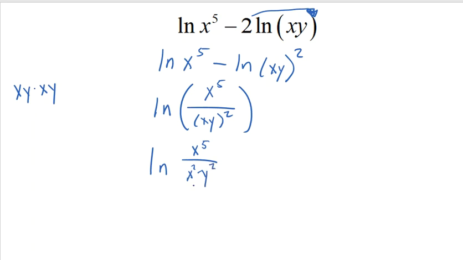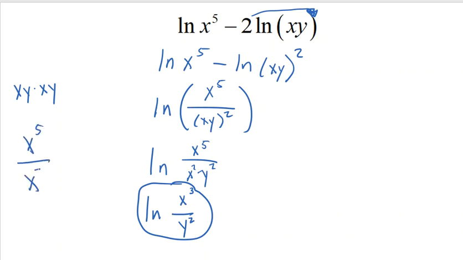X to the 5th over x squared is going to be x cubed on top over y squared on the bottom. So there's a nice final answer. And if you don't understand how I did that, then again, go back to Algebra 2 for a second. X to the 5th on top, x squared on the bottom. You could subtract 5 minus 2 is 3. That's where I got the x cubed from. Or you could think there's 5 x's on top, 2 x's on the bottom, 2 on the bottom cancel with 2 on the top, leaving me 3 behind. However you get there, just make sure you get to the end. So make sure you understand what I did there.